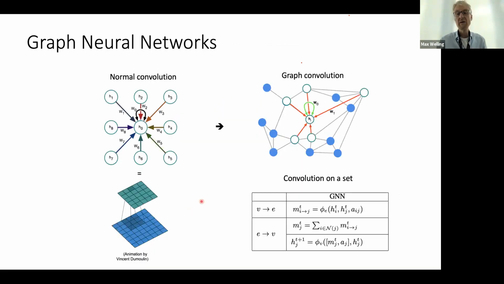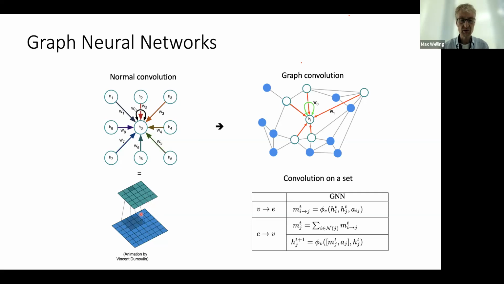So then the next chapter is graph neural nets, and as I said, this is what I feel is becoming the most useful tool for the sciences. The first step would be to just think about an ordinary convolution as a message passing algorithm. So this is an ordinary convolution.